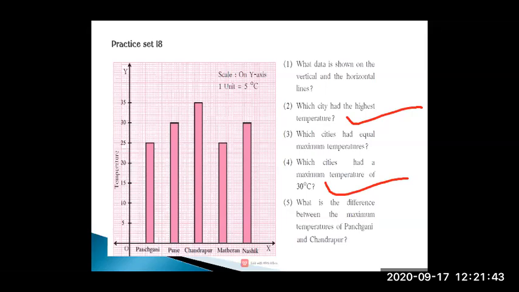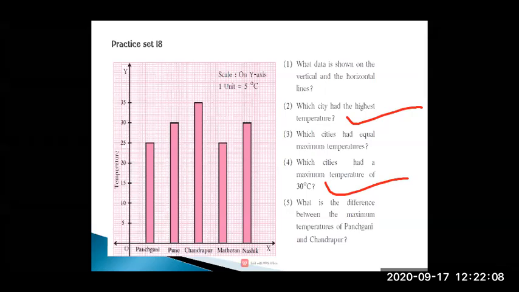I hope you people have understood what is the difference between the maximum temperature of Panchgani and Chandrapur. Panchgani having 25 degrees Celsius and Chandrapur having 35 degrees Celsius. If we find the difference, that means 35 minus 25. 35 minus 25, what is remaining? 10. So the difference between Chandrapur and Panchgani is 10 degrees Celsius. Very good.